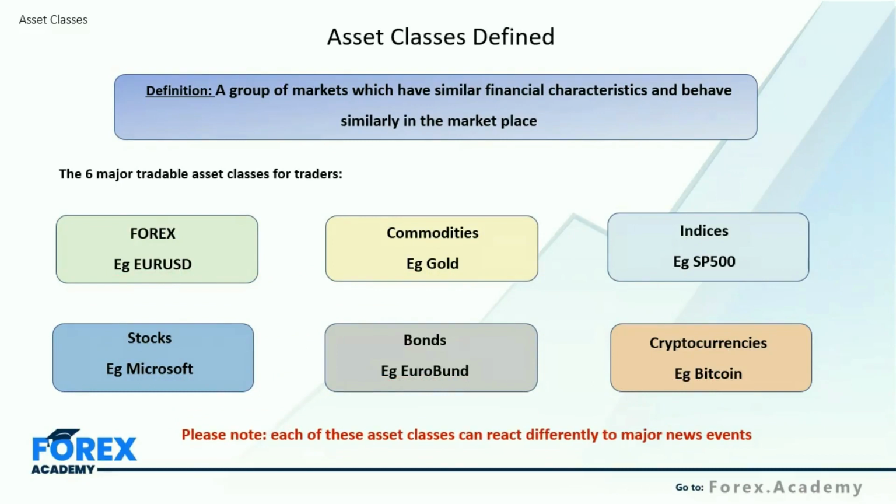Okay, what is important to notice is that each of these asset classes can react differently to major news events. If you get a particular news event, it can impact the global indices in a particular way, and of course it could then impact the government bonds, for example, in a different way. So it's important to bear in mind that there are a lot of aspects that can influence these markets, and they can react accordingly in a way that is relevant to each individual asset class.